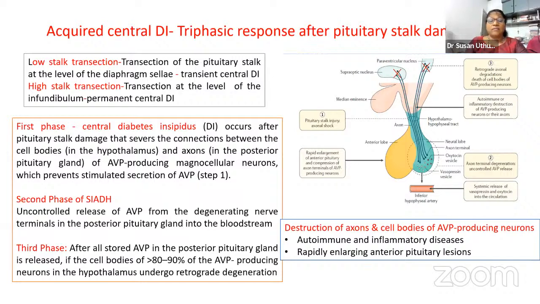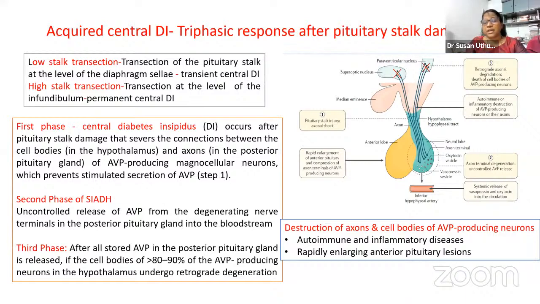At the same time, we also have to understand that in situations of brain injury, there can be a component of cerebral salt wasting, which may also come up. So these things may complicate the situation. And in the third phase, after all the stored AVP in the posterior pituitary gland is released and the cell body destruction is more than 80 to 90%, there will be a retrograde degeneration. And at that time, a permanent DI situation will be set in.